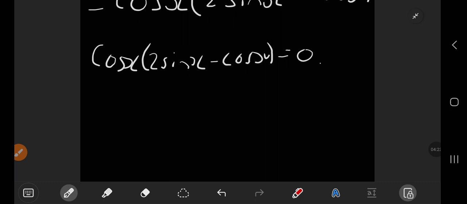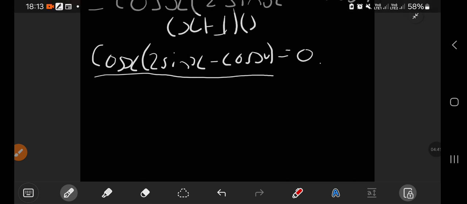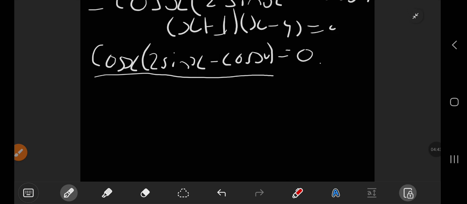Okay, now from here we can see there's multiplication, and we know that whenever there's multiplication, either of them can be equal to 0. It's like saying either of them could be equal to 0, so I can equate them to 0 because there's multiplication. It's the same way you do in algebra when you have, for example, x plus 1 times x minus 4 equals 0, then you solve for x in that sense, right?